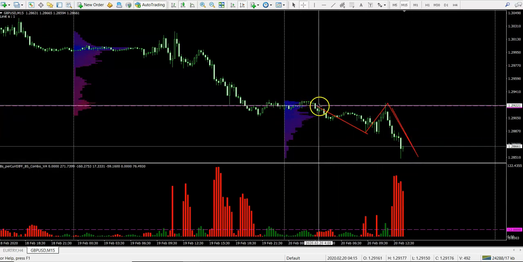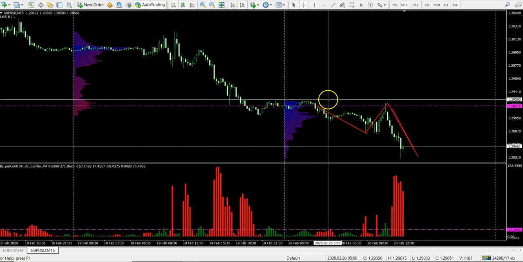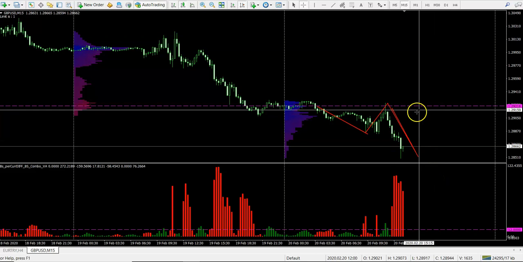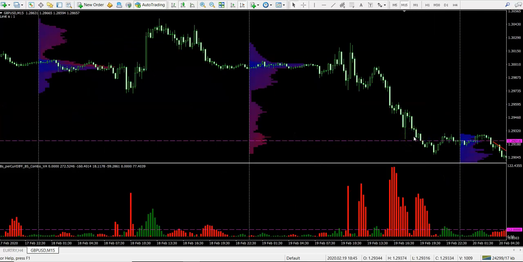Sometimes it happens that it tests the zones and also pushes above a little bit just to take out the stop losses and go back down. Right, let's look at another example so that we can understand exactly what I'm saying right now. Perfect. Here's a perfect example of what I'm saying.